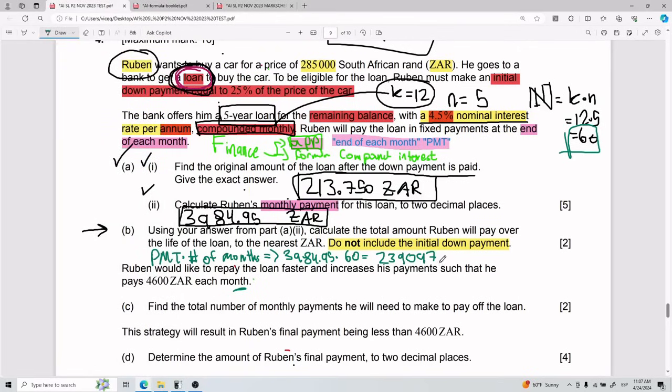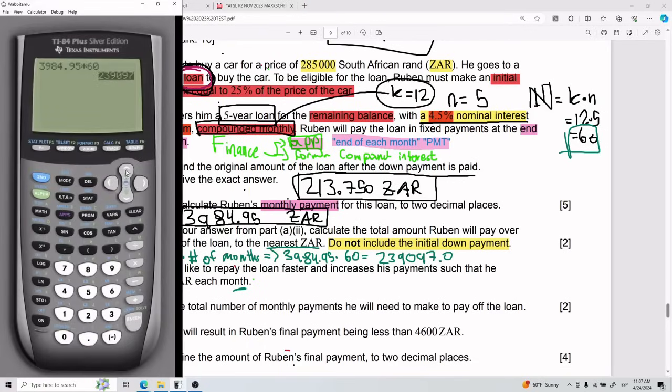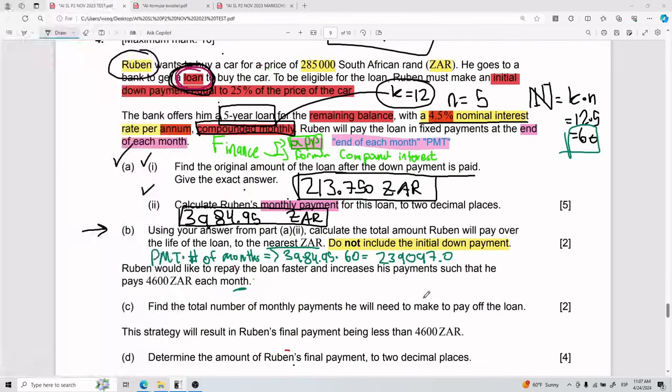239097. And because it's to the nearest star, you want to make sure it's 0.0. So round it as 0.0. Here we got exactly a number that's already rounded, so we can just leave it as this. And that would be for part B.